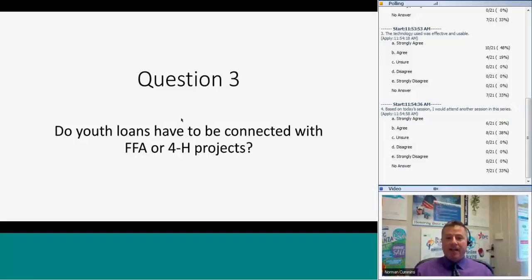Do youth loans have to be connected with FFA or 4-H projects? No, but the stipulation for youth loans, that's a good question, I actually like that, is that they have to have a mentor. It used to be rural youth loans. I actually removed the rural out of it because it used to be a population of 50,000 or less, but we're really trying to focus on urban farming quite a bit in the cities. So it's not required, but there has to be some kind of mentor working with these kids who has agriculture knowledge for them to get a loan, but they don't have to be FFA or 4-H.